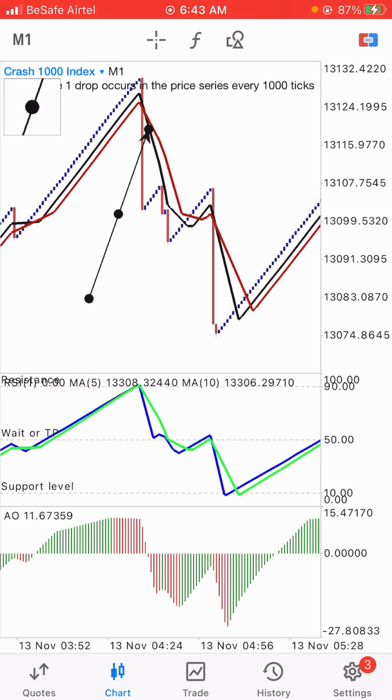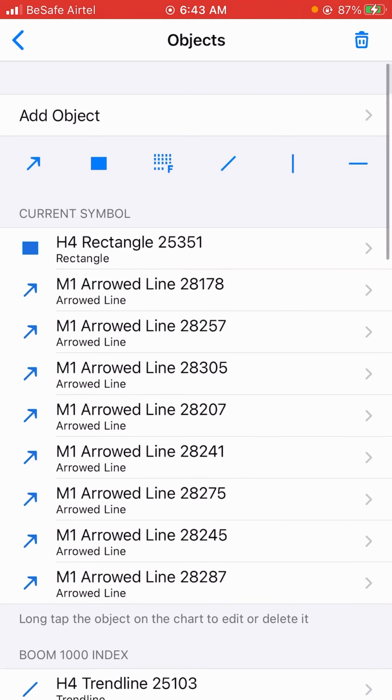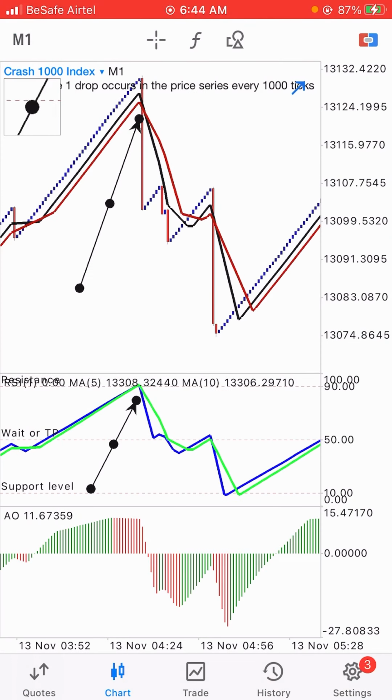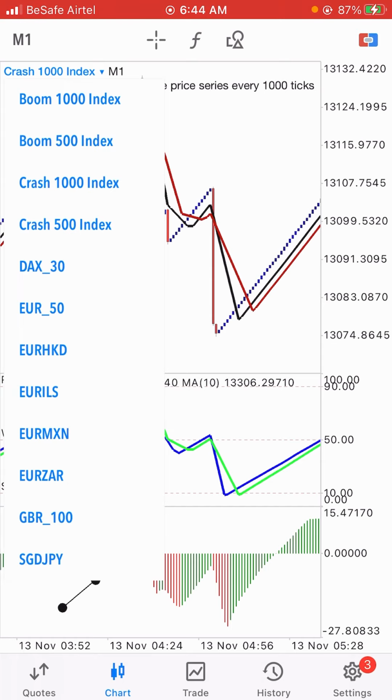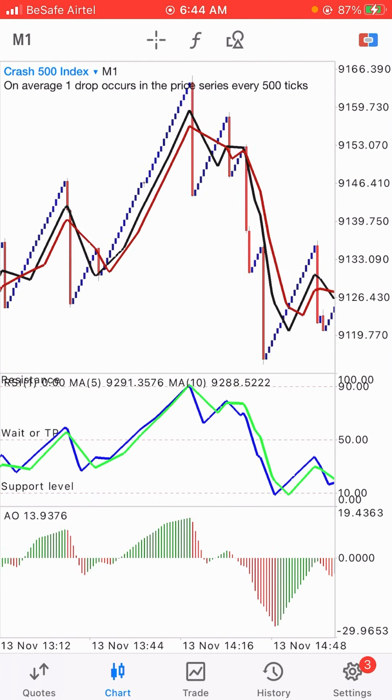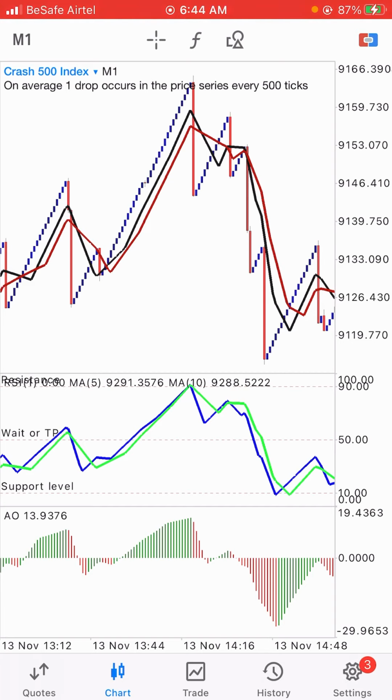You can see the red and the black line facing to the downside. That's our first confirmation. Then the second confirmation, you need to see this: the price that these lines have gotten to resistance level and is facing to the downside. And the last confirmation, you need to see this: that the red candles are out already. It's a very, very simple strategy. And this Crash 500 is the same with Crash 1000, the same process.